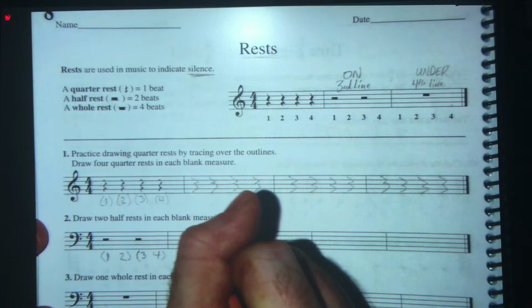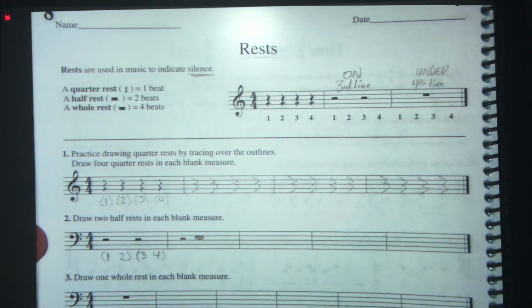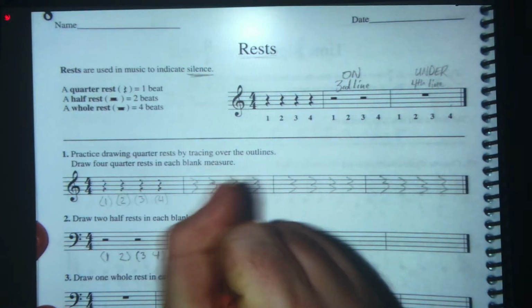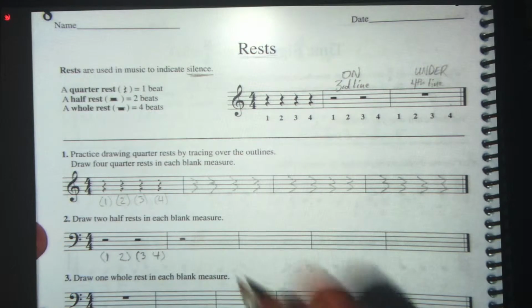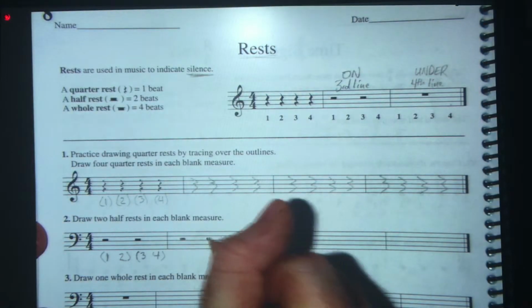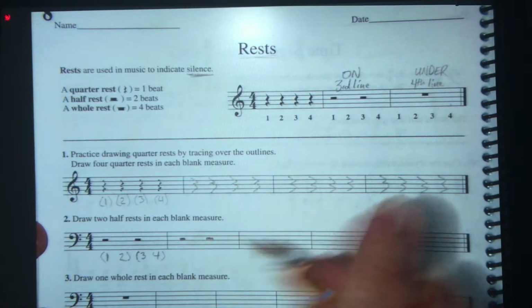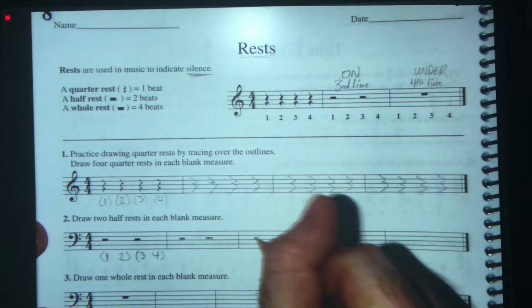Some kids will draw it all the way like that. I don't know what that is. That could be a whole rest. That could be a half rest. Nobody knows what that is. So you have to be very specific to stop in the middle of the third space. We're going to go to about beat 3, where that would be, and do the same. I'll do one more for you, and you can do the others.